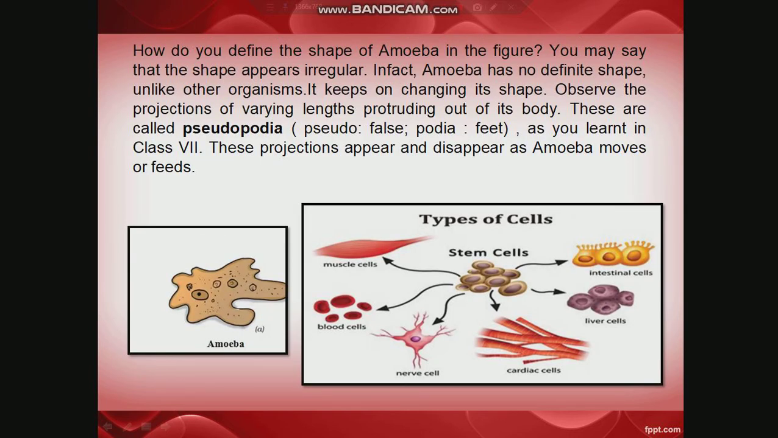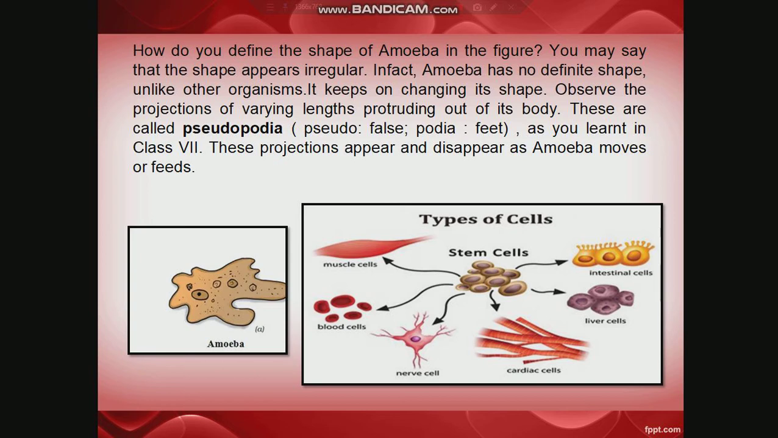So how do you define the shape of an amoeba in the figure given? You may say that the shape appears irregular. In fact, amoeba has no definite shape at all, unlike other organisms. It keeps on changing its shape. Observe the projections of varying length protruding out of its body; these are called pseudopodia, which means false feet. They help the amoeba in its movement as well as in capturing food, as you have learnt already in grade 7. These projections appear and disappear as the amoeba moves and feeds.